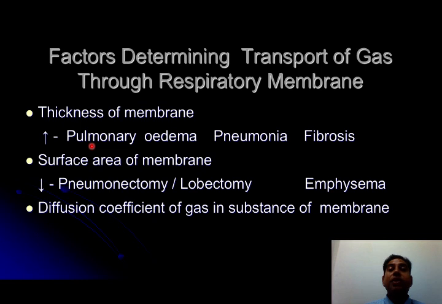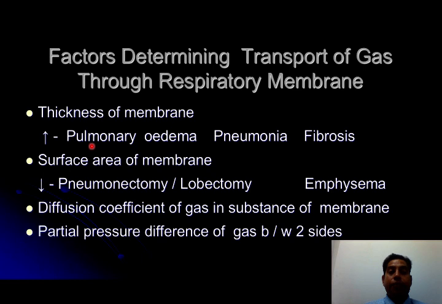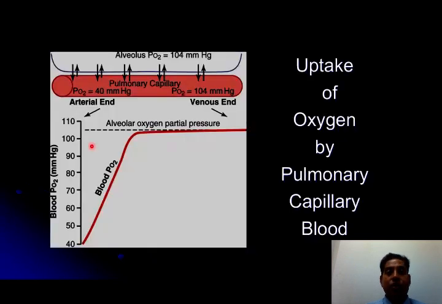The third important thing is the diffusion coefficient of the gas in the substance of the membrane. So if the substance is relatively easily soluble in the membrane, it will be transported faster, like carbon dioxide. Whereas if it is not soluble in the membrane, like carbon monoxide, diffusion will become a problem. And of course, most importantly, it depends on the gradient of the partial pressures, the difference in the pressures on the two sides of the lung. So greater is the pressure difference, faster is the rate of diffusion.